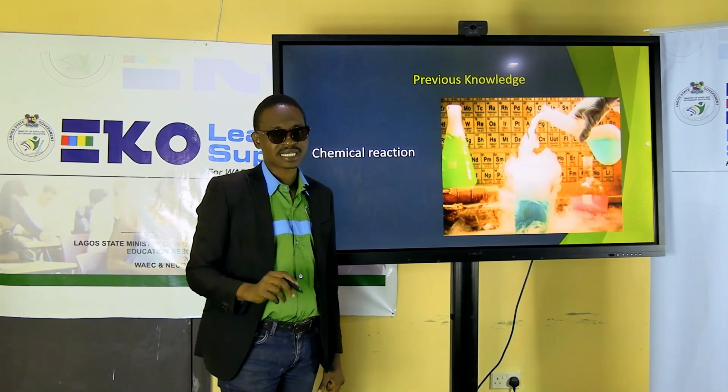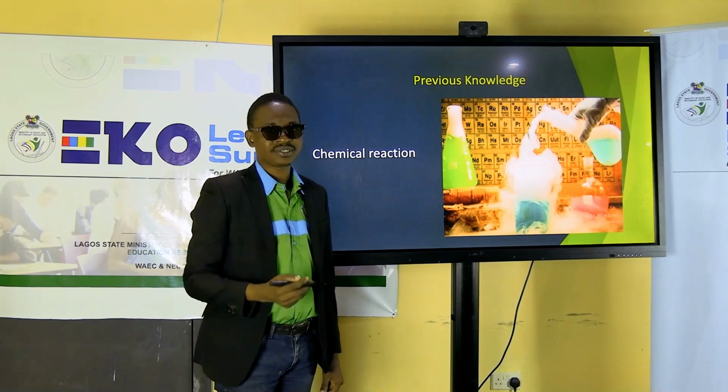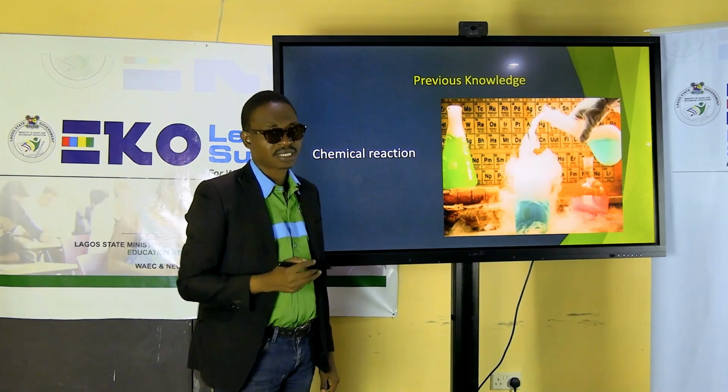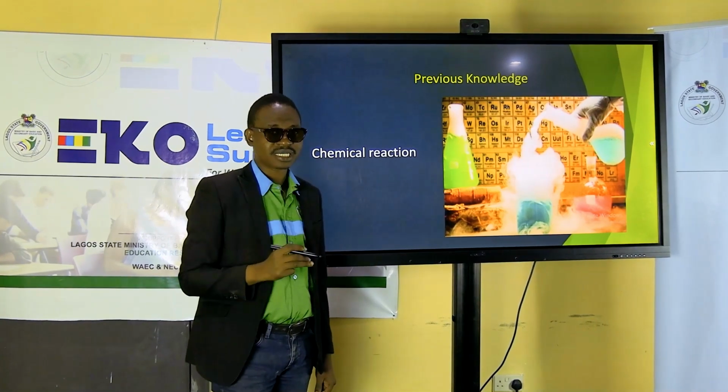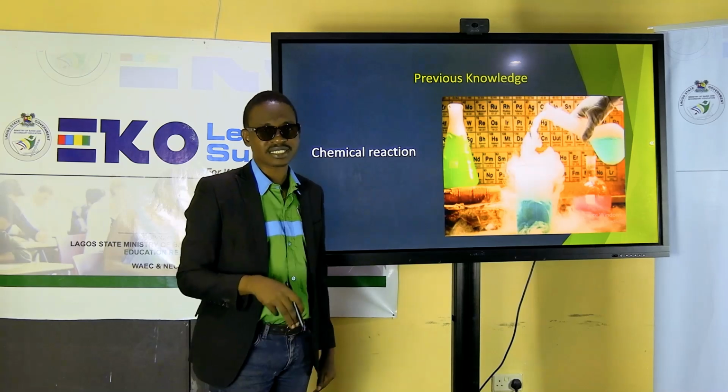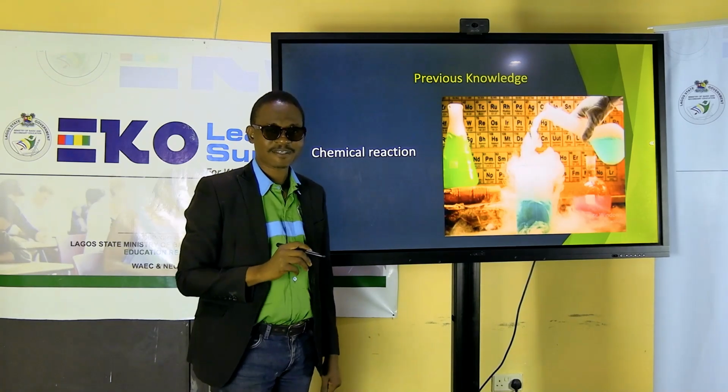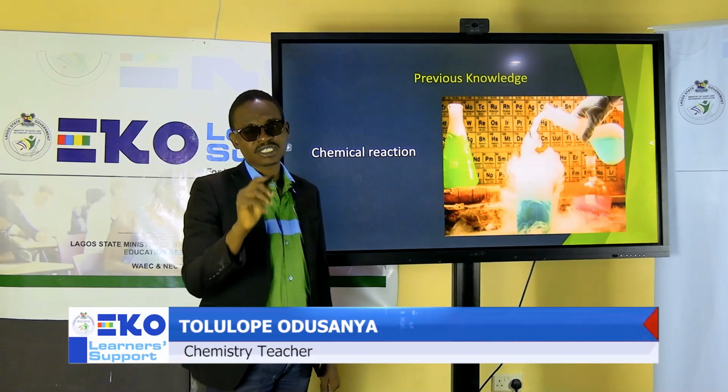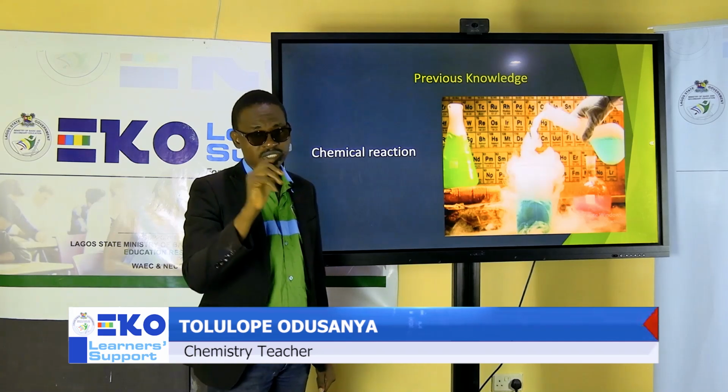So what happened to the reactant? The bond between the what? The reactant molecules must be broken down. And after broken down, they must what? Rearrange again to form a new product. And this is essential in what we want to talk about today.